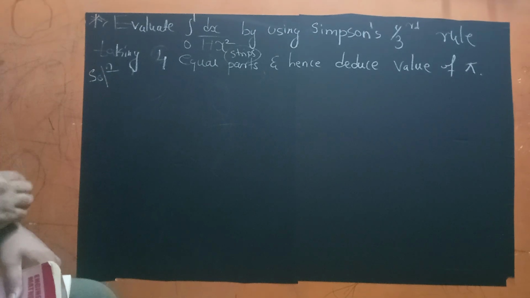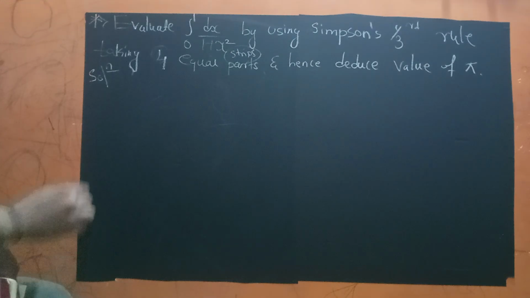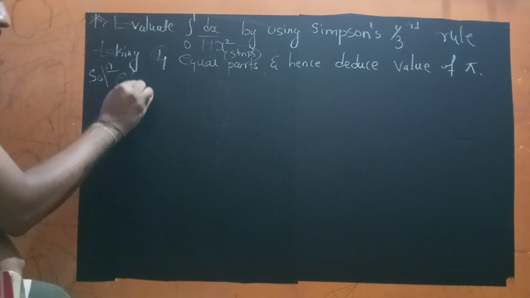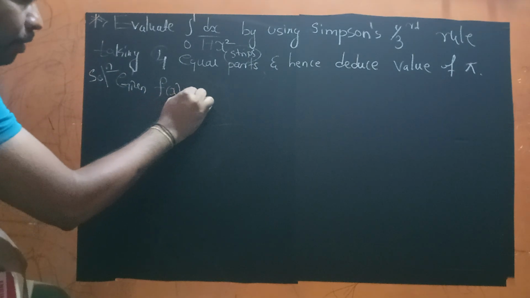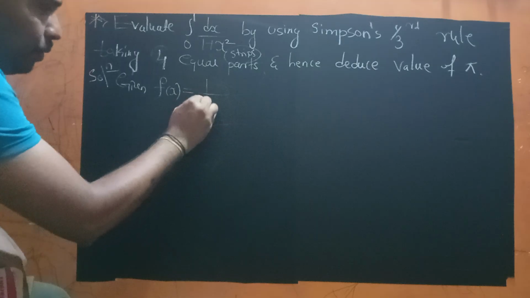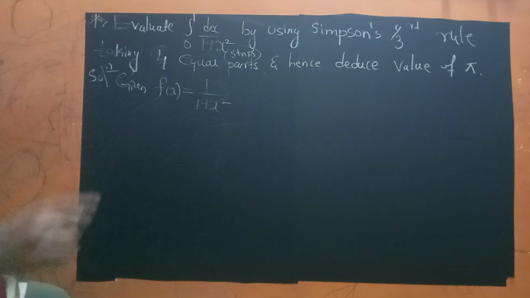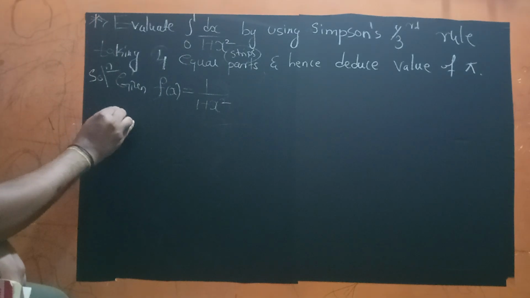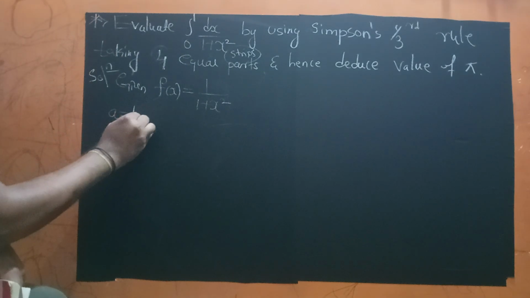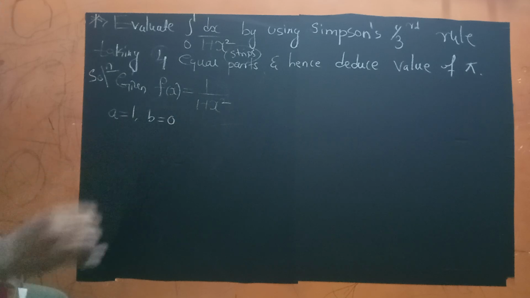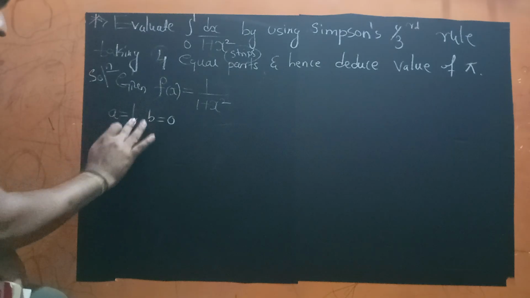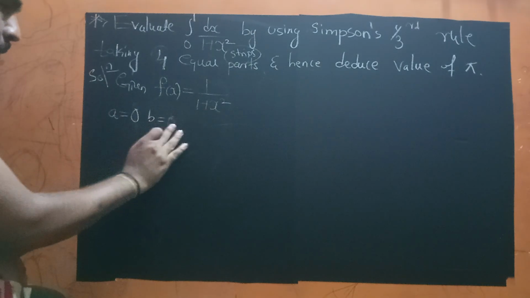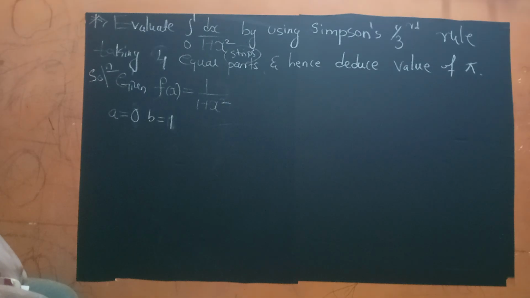Solution. First, we have to write the given data. What is given? The function f of x is given: f of x equal to 1 by 1 plus x square. This is the first important thing. The next thing is the interval. The lower interval value a is 0 and the upper interval value b is 1.